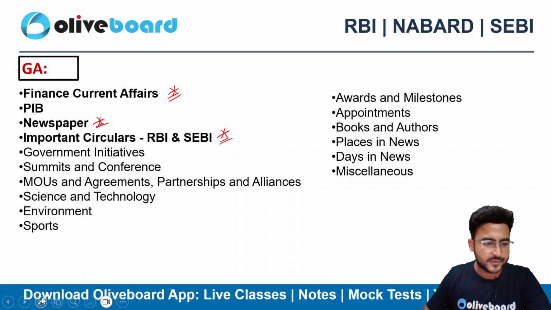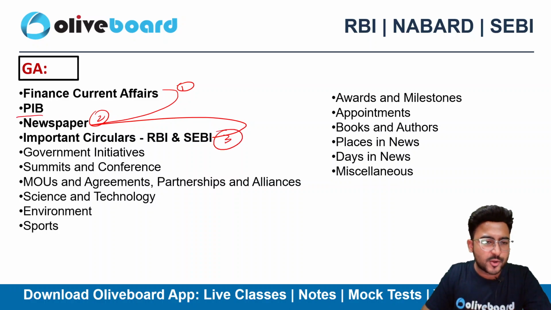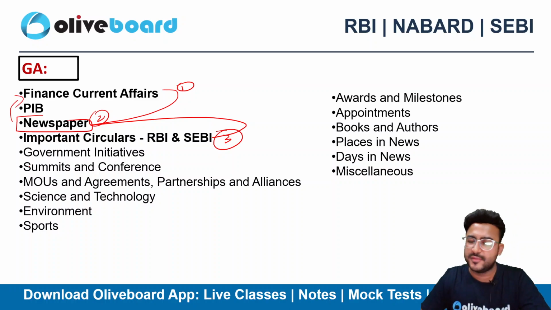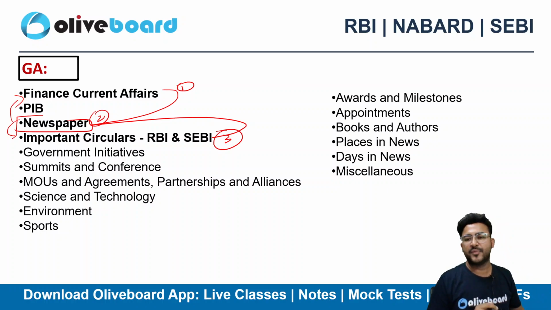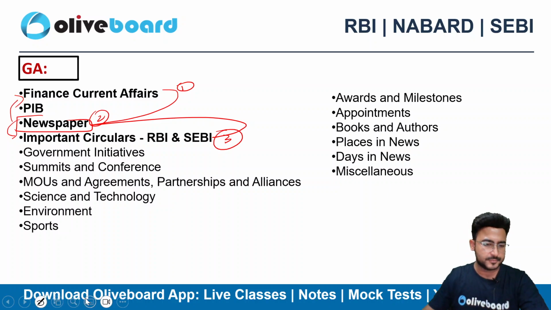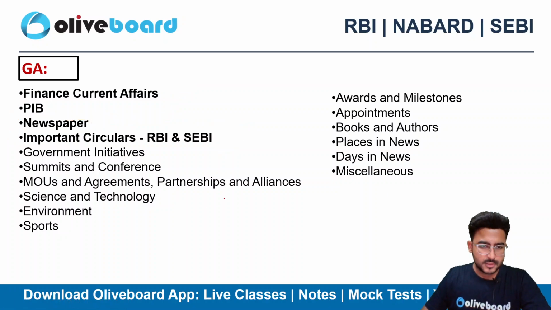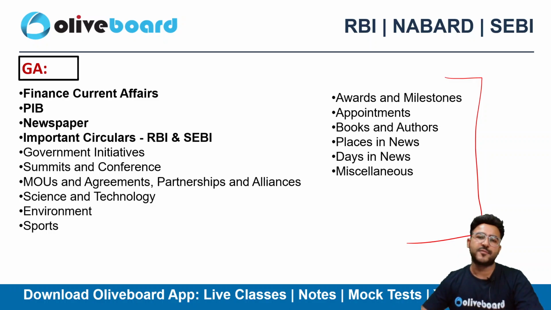Plus, I personally feel that these three things go hand in hand: finance current affairs, newspaper, and circulars. If you are reading a good newspaper, you are already covering the majority of the finance current affairs. If you are reading a good newspaper, you are already covering the major circulars that are in limelight, right? So newspaper reading is one of the most essential habits, I will say, that you can develop, right? And the rest of the topics you can see here that you need to cover from the general awareness.